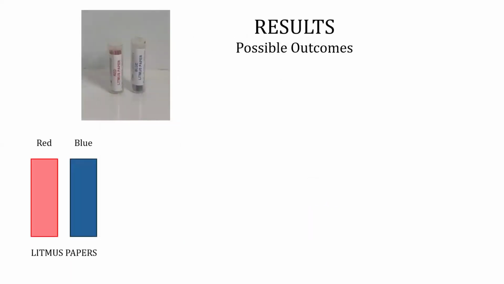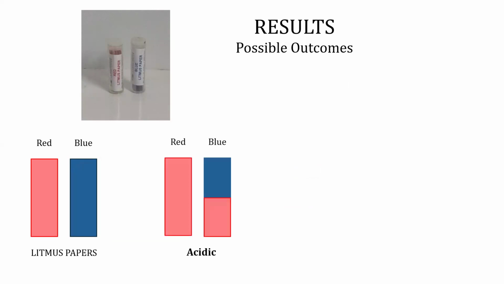Additionally, there are litmus paper strips. Starting with red and blue litmus paper, the following possible outcomes are applicable. If the red and blue strips are both red, the pH of the solution is less than 4.5, resulting in an acidic solution.